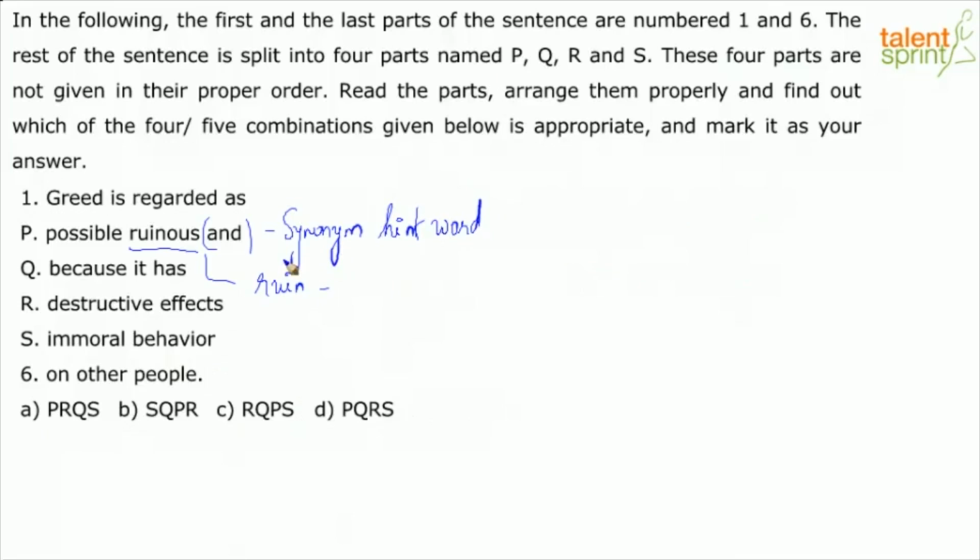Greed is regarded as, A starts with possible, ruinous, and, or should we go with B? Greed is regarded as immoral behavior, right? Greed is regarded as what? Immoral behavior. Why? Because it has possible, ruinous, and. So basically what we've done here is if you know the meaning of ruinous, you know that, and if you've paid attention to the synonym hint word, and you know R has to follow P, right? R has to follow P.